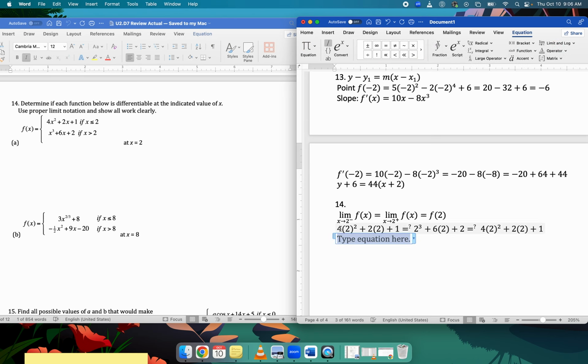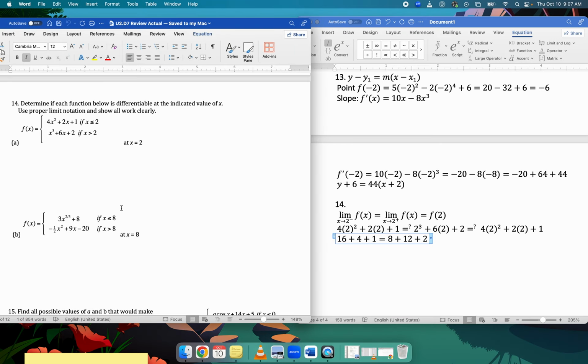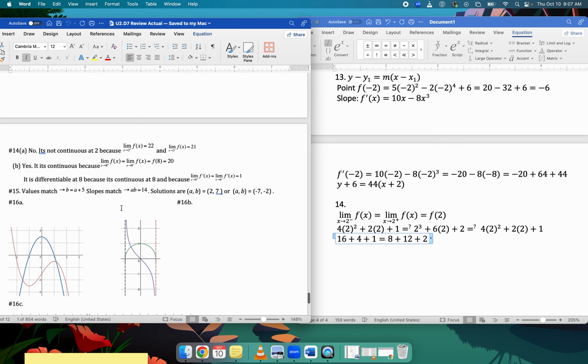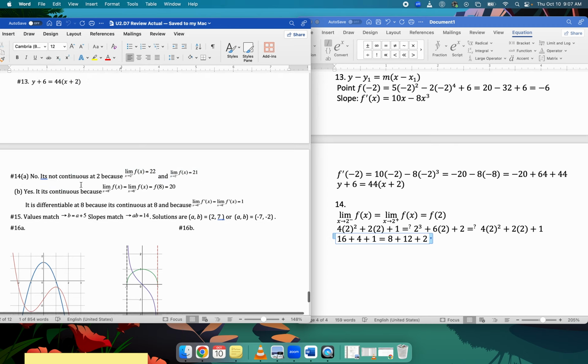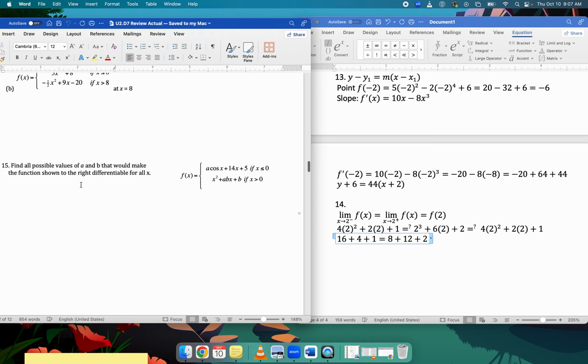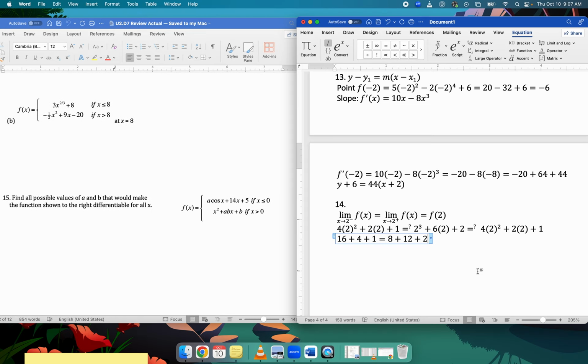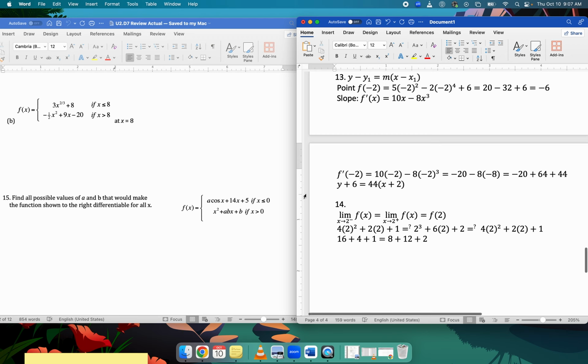So that's 16 plus 4 plus 1. And then this guy here, that's 8 plus 12 plus 2. Are those equal? The left-hand side is 21, and the right-hand side is 22. Is that right? Did I mess that up somewhere? Because if those aren't equal, I can stop right there and say it's not differentiable, because it's not even continuous. You know what I mean? Let me just make sure, instead of looking over my arithmetic. Yeah, right, no, that's right. So it's not even differentiable. It's not even continuous at that point. Cool, so we can just stop, right? You don't have to worry about checking that the derivatives match.